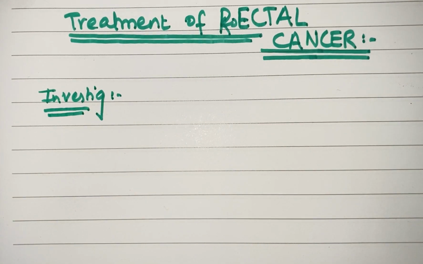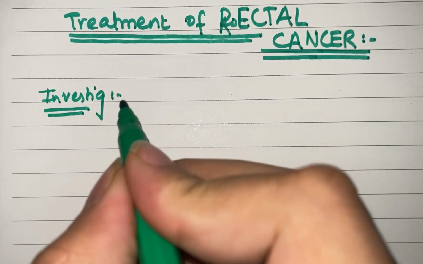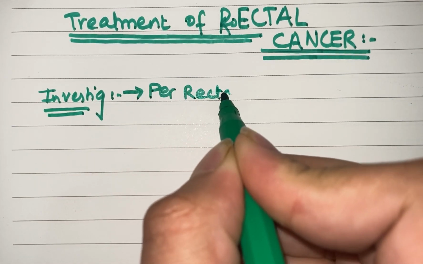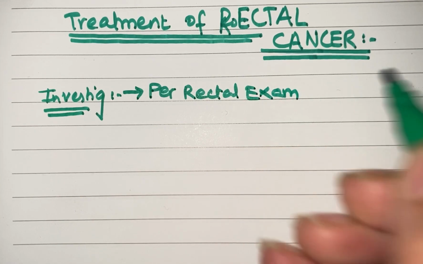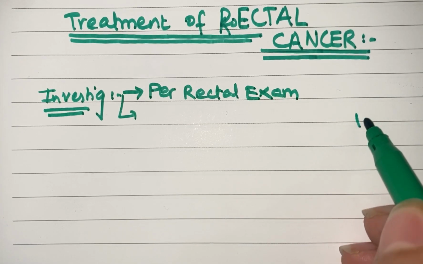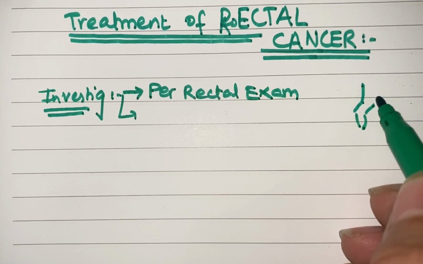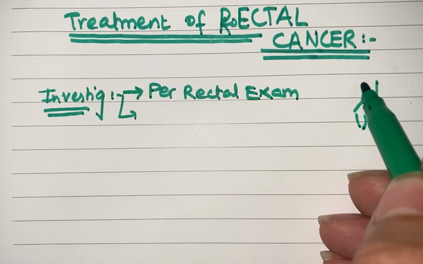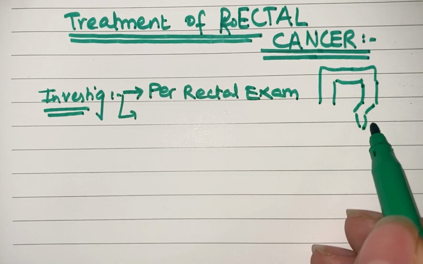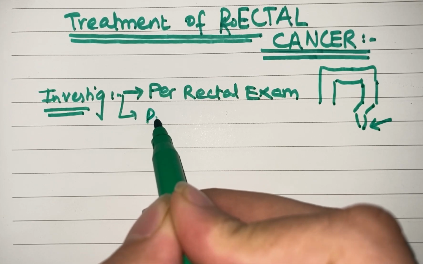First of all, cancer is in the rectum. Cancer is always in the form of a mass, so we can easily palpate it. So the first investigation will be per rectal examination, that is by manual examination with your fingers. Now the easiest way to remember the investigations is: this is the rectum, this is the sigmoid colon, this is the descending colon, transverse, and moving on to the ascending colon. So just starting from here, the rectum.